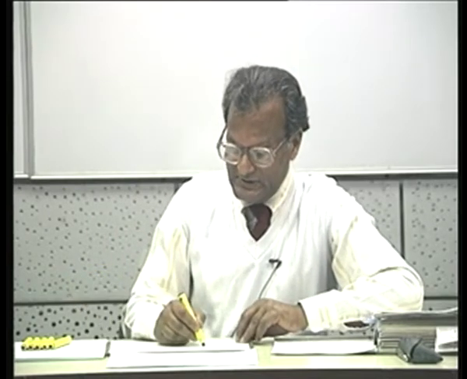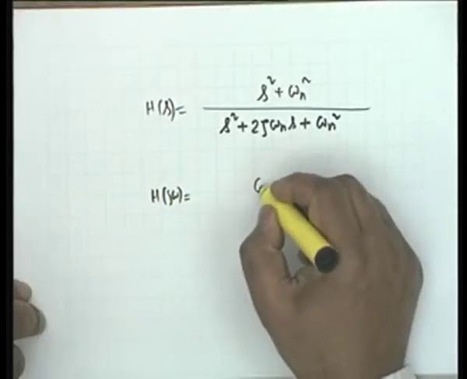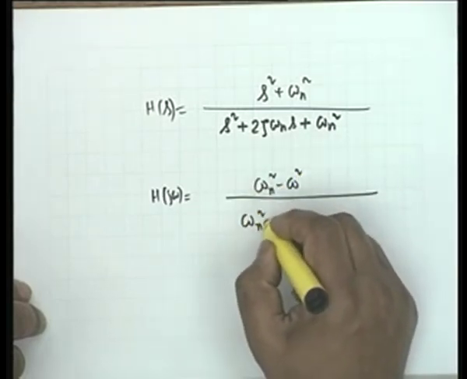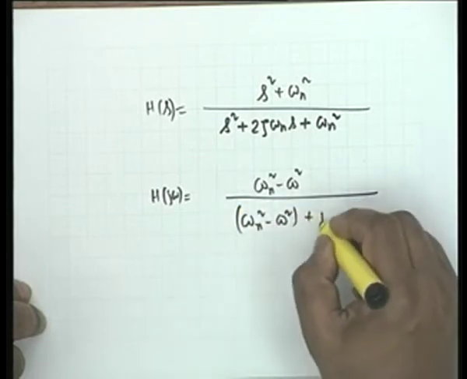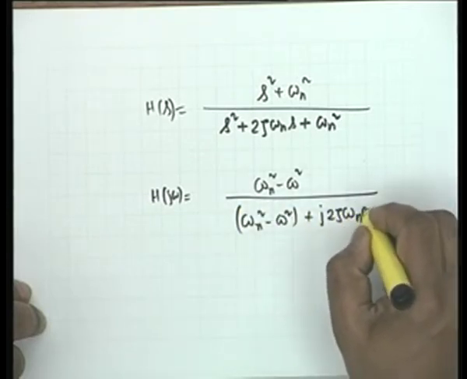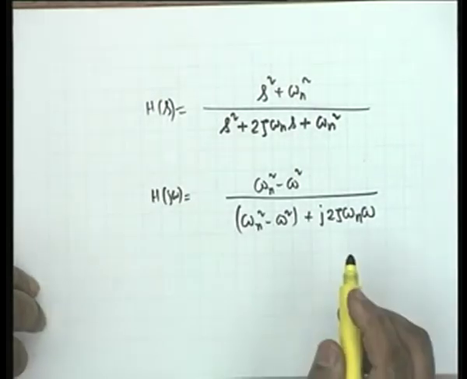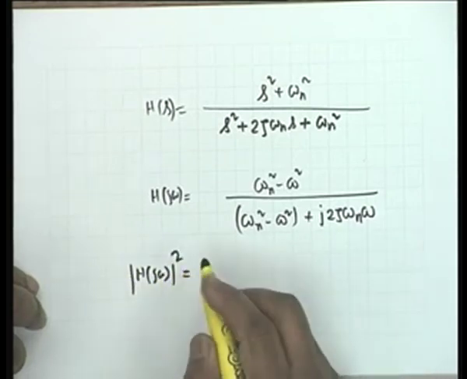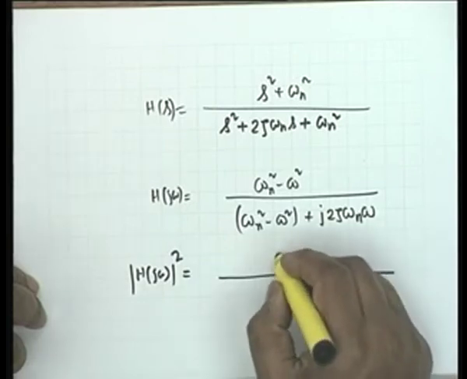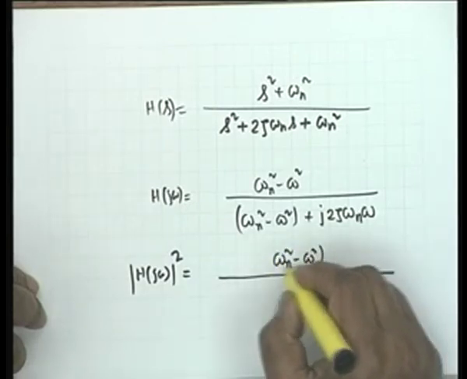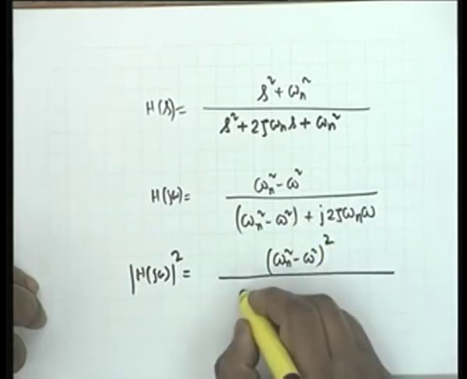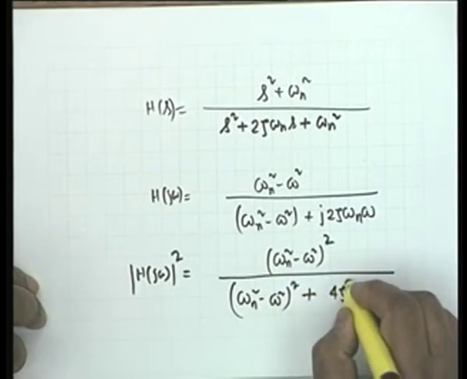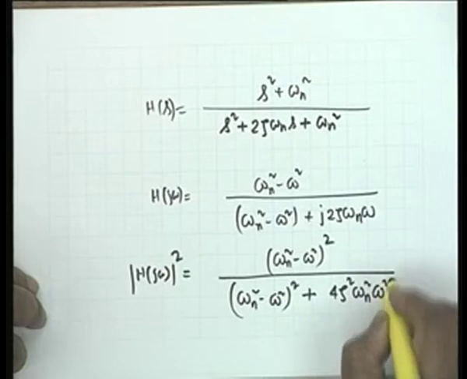If you look at the expression, you see that H of j omega is equal to omega n squared minus omega squared divided by omega n squared minus omega squared plus j twice zeta omega n omega. Okay, this is the expression. And then look at the magnitude. H of j omega magnitude square, let's say, let's take the square. Now something will be obvious. Omega n squared minus omega squared whole square divided by omega n squared minus omega squared whole square plus 4 zeta squared omega n squared omega squared.